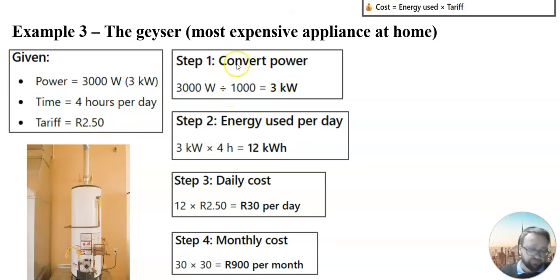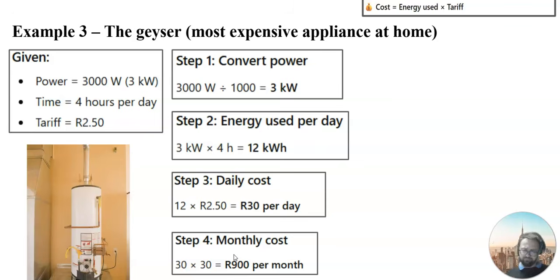So let's run through the steps. Step 1: 3000 watts divided by 1000 gives you 3 kilowatts. Step 2: 3 kilowatts times 4 hours gives you 12 kilowatt hours. And then your daily cost would be 12 times R2.50, which is 30 Rand a day. Your monthly cost just for running your geyser for 4 hours a day, every day for a month, will cost you 900 Rand a month.